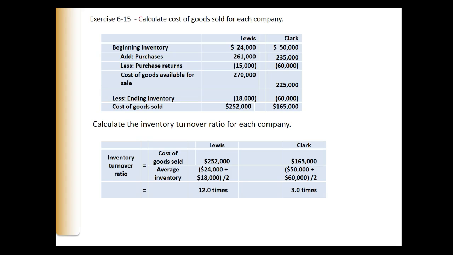We start with 50,000, add our purchases, subtract our returns, which gives us the cost available for sale of 225, minus our ending inventory of 60, gives us our cost of goods sold of 165. That cost of goods sold divided by the average inventory, which is the 50 plus the 60, divided by 2. We take the 165, divide that by the average, gives us 3 times the turnover.